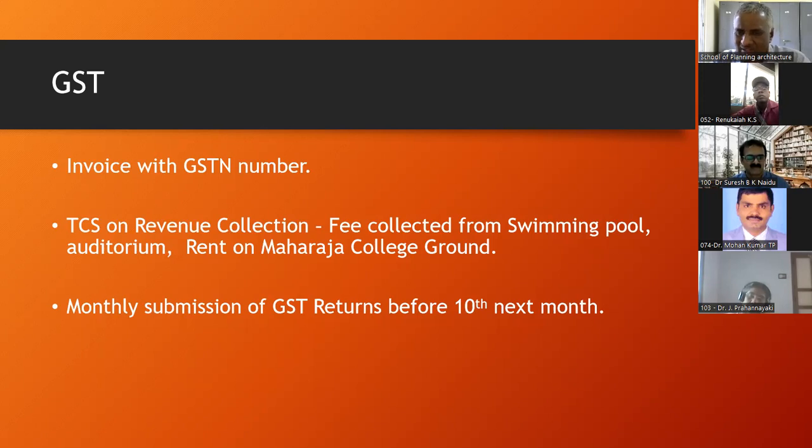We have a swimming pool in our university. We collect 50 rupees in a summer vacation from the students. We have to collect the GST and remit to the GST office because it is an income to us. No GST for the income from the students. If you collect a student's examination fee, student tuition fee, sports fee, cultural fee, no GST, they are exempted. Suppose if you collect rent for ground, your sports ground, then you have to pay the GST.